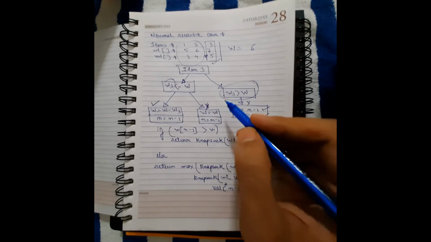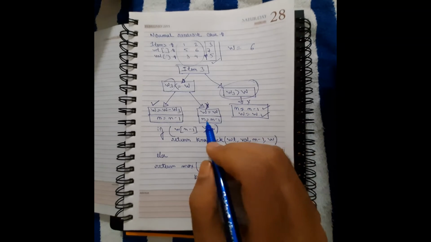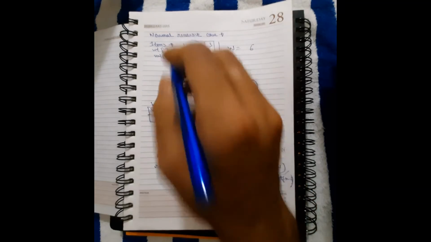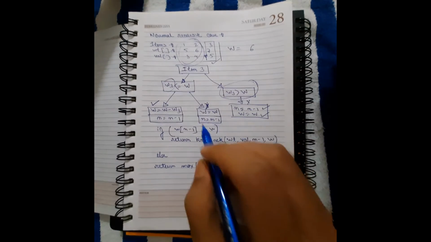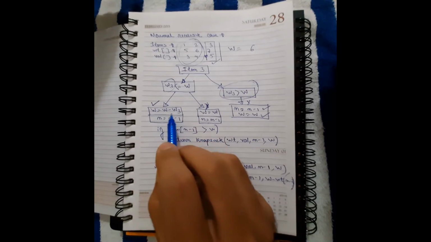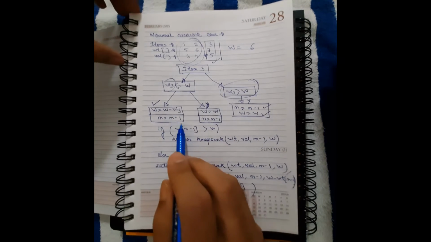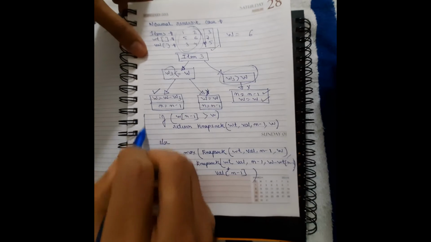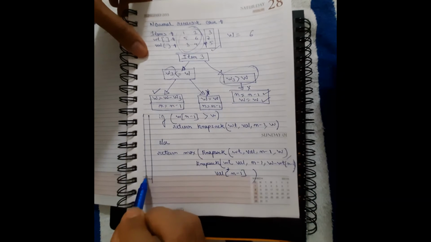Like in case we reject that element, it will be the same thing, n will become n minus 1, which is 2 in this case, and then w will remain to be w. And if we add that element, w is equal to w minus w3 and n is equal to n minus 1. So this will be the code for the recursive approach.